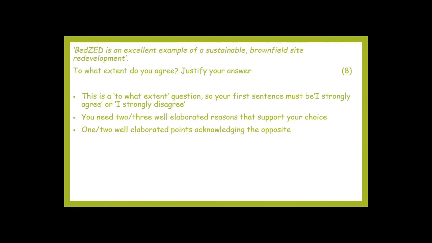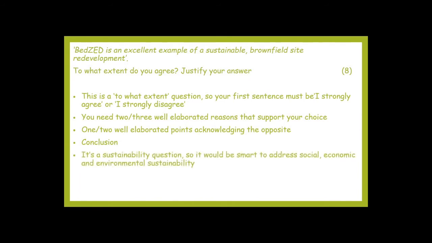So if you've just written 3 reasons why you agree it is an excellent example of sustainable development, then you're going to say, however, I do realise that there were some problems that meant it wasn't sustainable. Or if you've gone for I strongly disagree, I don't think it's sustainable, you're then going to have to give 1 or 2 reasons that say, however, I do realise in some ways it was sustainable because. Okay? And then a little conclusion that successfully draws together and reinforces your point of view.